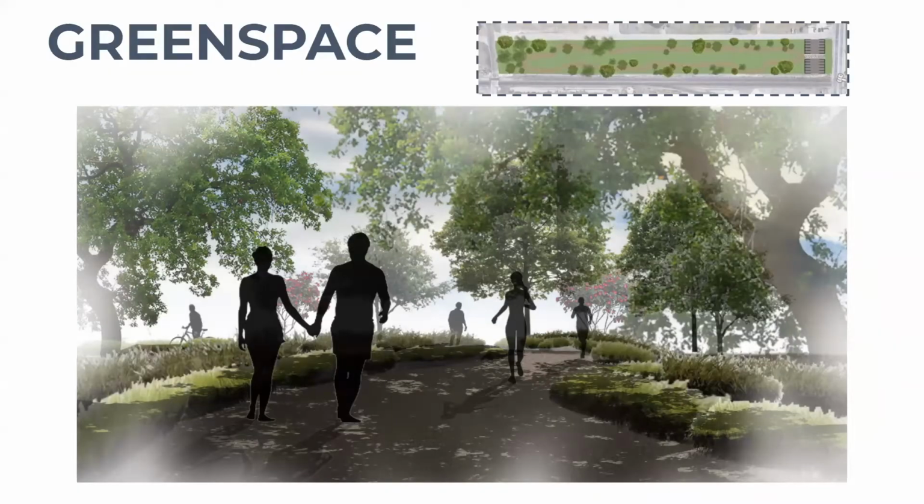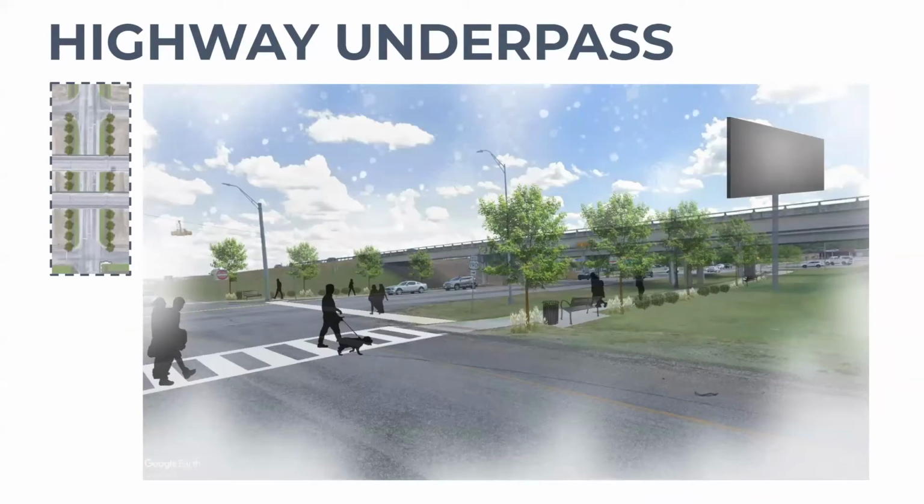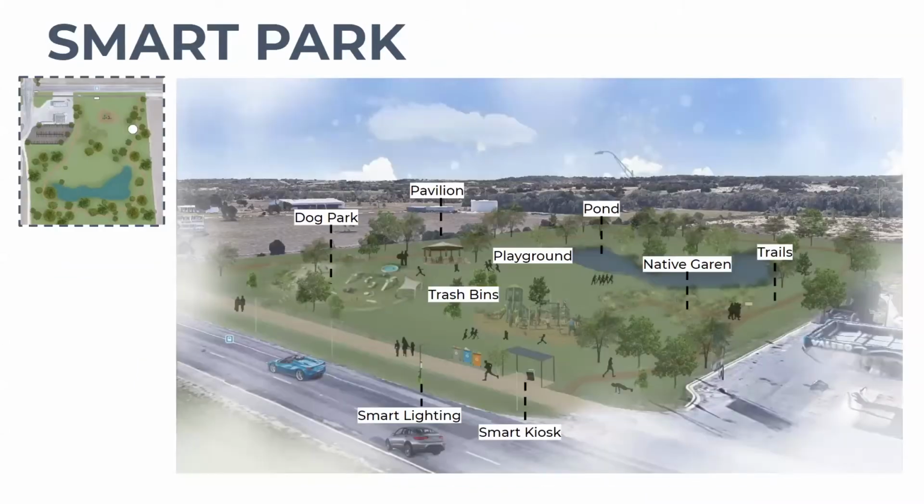This perspective shows the northern phase, which includes jogging trails for visitors and residents. This is a perspective of the highway underpass, which includes connected sidewalks, safety crossings, and vegetation. This is a perspective of our smart park, which includes various elements such as a dog park, kids playground, a native garden, and trails for people to walk in. This also includes our smart technology such as smart lighting and smart kiosks.